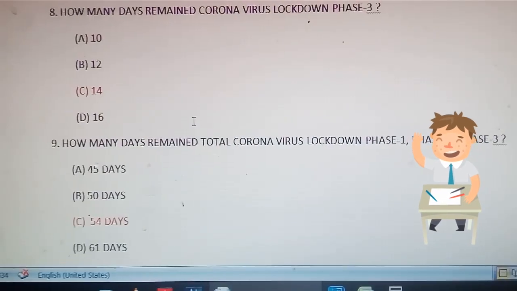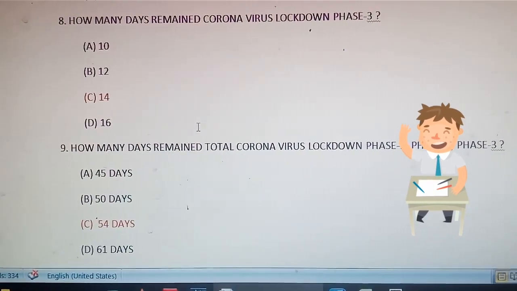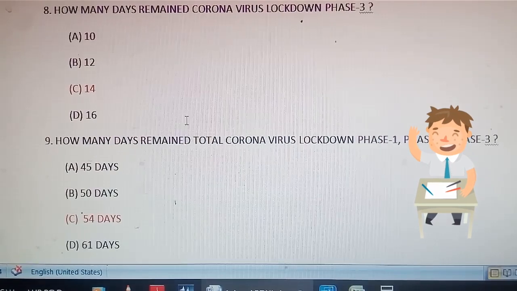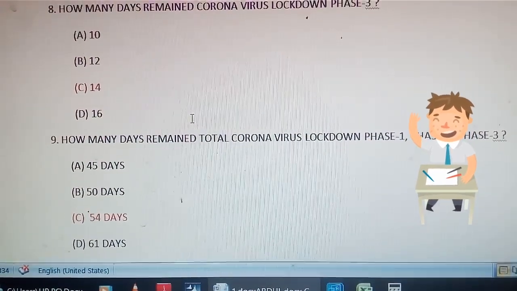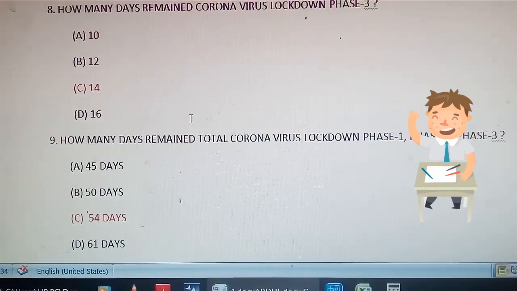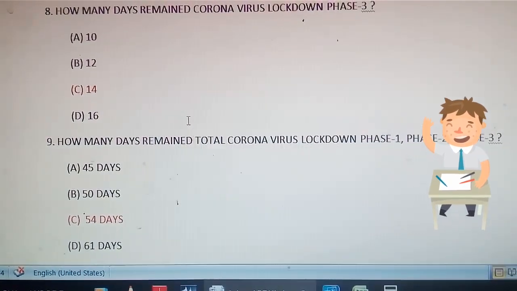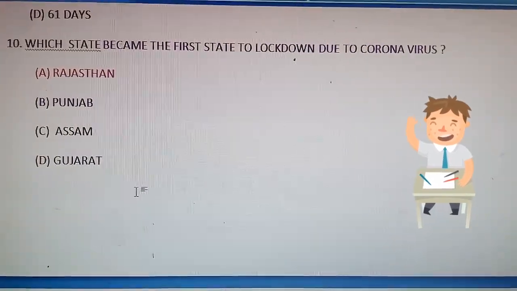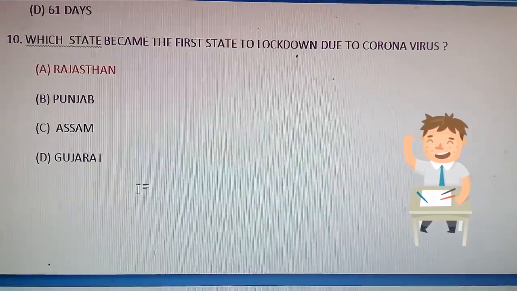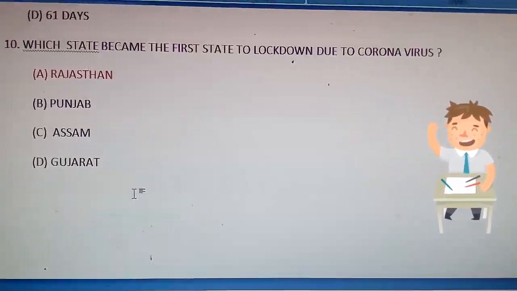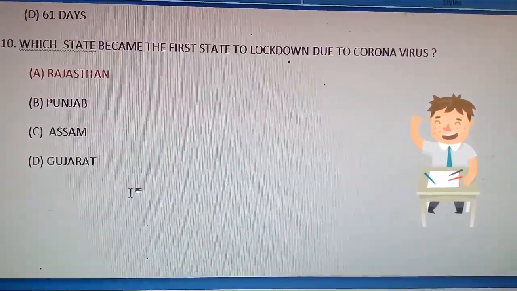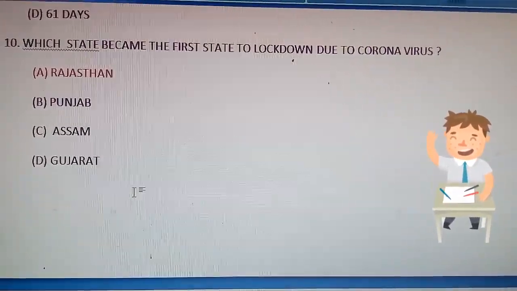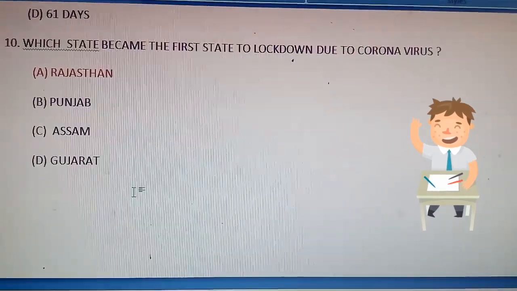Number 9. How many days did the total coronavirus lockdown of phase 1, phase 2, and phase 3 last? Answer: C. 54 days. Question number 10. Which state became the first state to lock down due to coronavirus? Answer: A. Rajasthan.